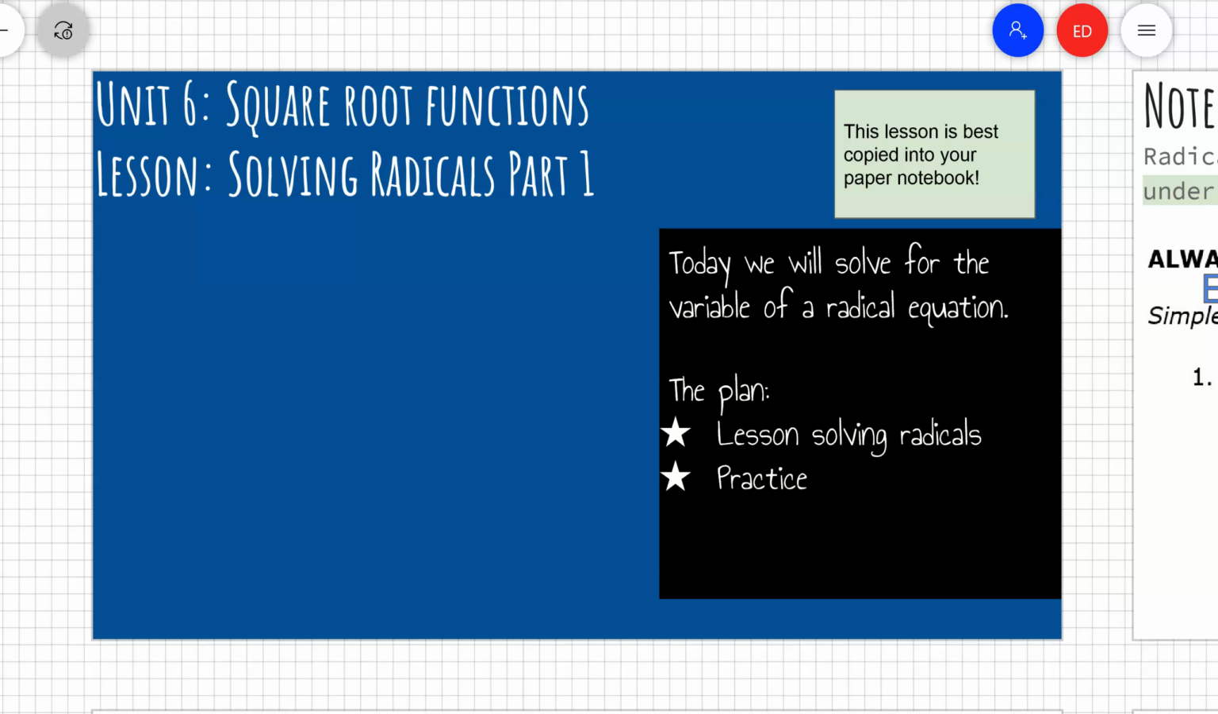All right, here goes solving radicals part 1. Still part of Unit 6, square root functions, and we're still in the radicals. So today we're going to solve for a variable in a radical equation. This is our lesson on solving radicals, and then you do have some practice problems on homework to work on.